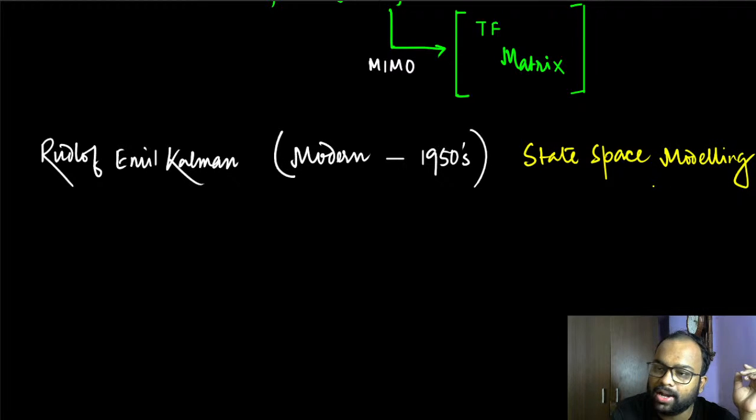Regarding the spelling of modeling, if I'm using the British spelling, then that's going to be MODELLING, and there'll be a single L if I'm using the American spelling. Anyway, so he developed the state space modeling technique, and back then it was the modern control engineering.